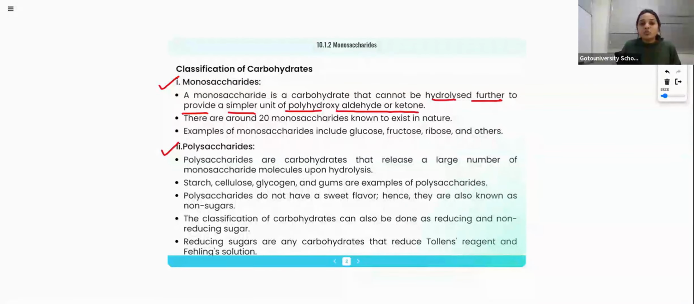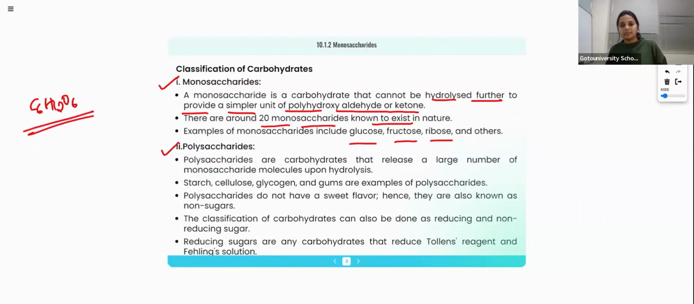There are around 20 monosaccharides known to exist in nature. For example, glucose is a monosaccharide. Fructose too. Glucose is C6H12O6. This is an example of a monosaccharide. Got it? Monosaccharide means we cannot divide it again into a simpler unit of polyhydroxyaldehyde or ketone. Then what do you mean by polysaccharides?